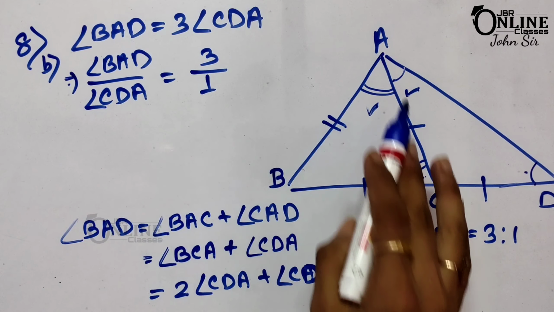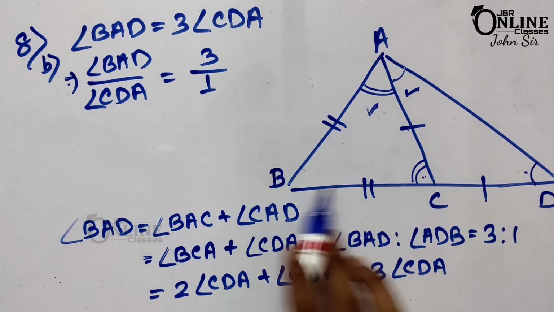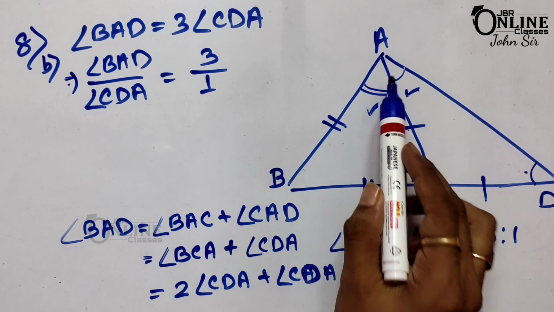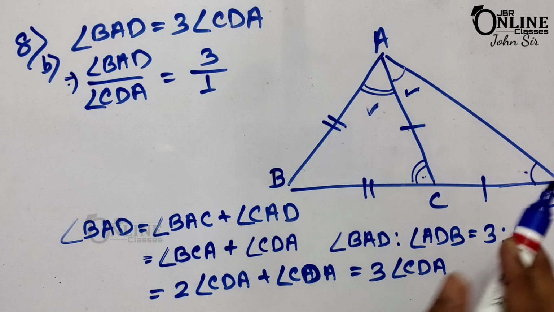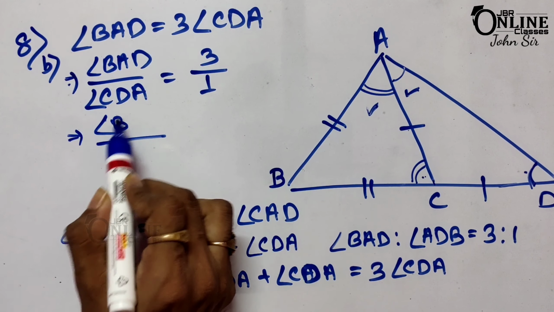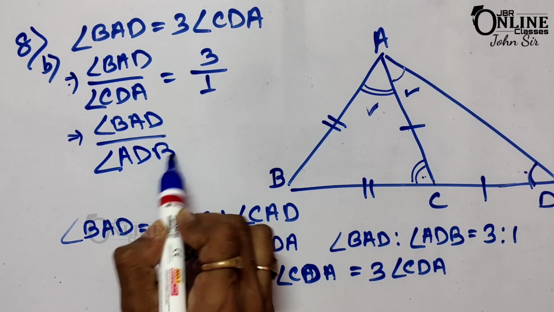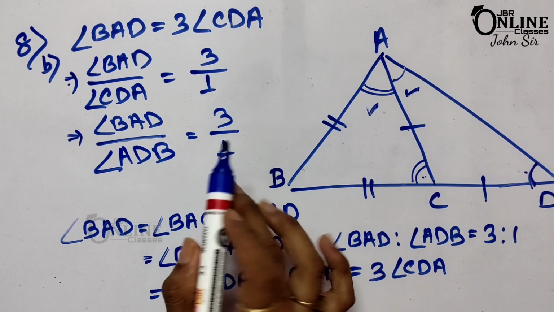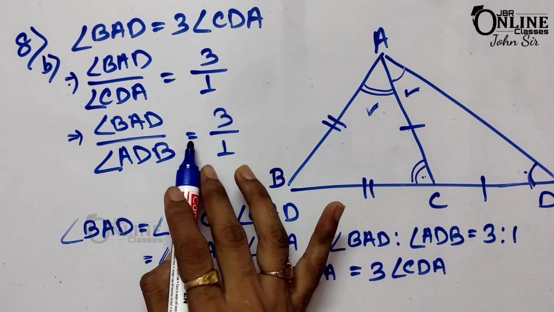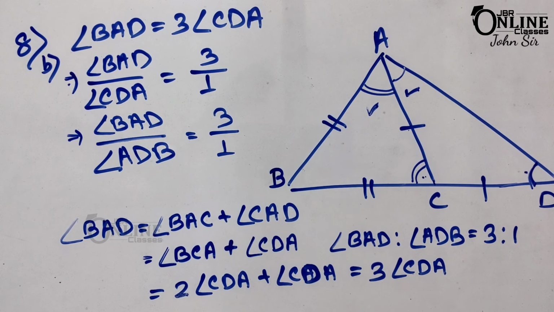As CDA is also equal to ADB, the same angle. Angle CDA and angle ADB are the same angle. So you can just write angle BAD by angle ADB equals 3 by 1. That means 3:1. So this is equal to 3:1 as your answer, and it's proved.